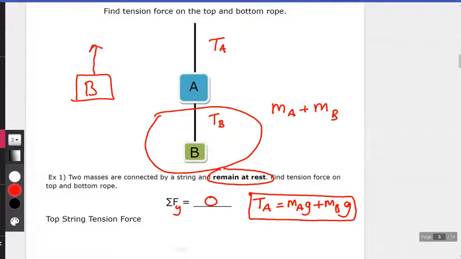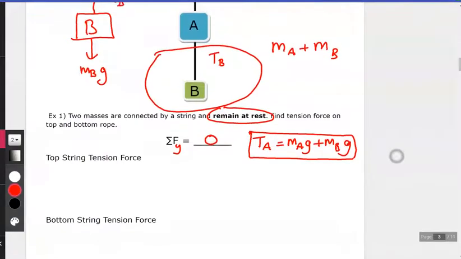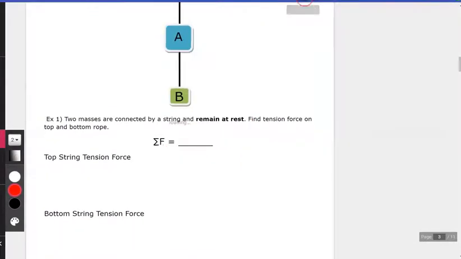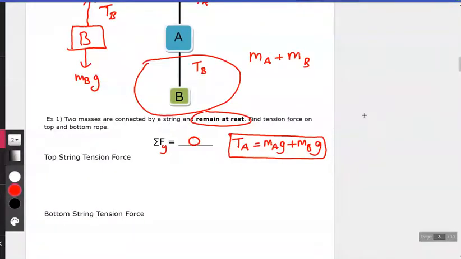It's held, but it has two forces on it, TB and MBG. That's it. It's in its state of equilibrium. Okay, so make it smaller. And the sum of the forces in the y direction equals 0. And so up forces TB equals the down forces, the weight of the bottom box. And we just ignore everything around it. That's it. Done.